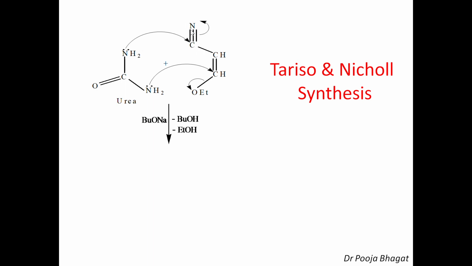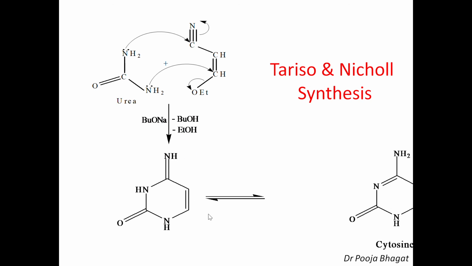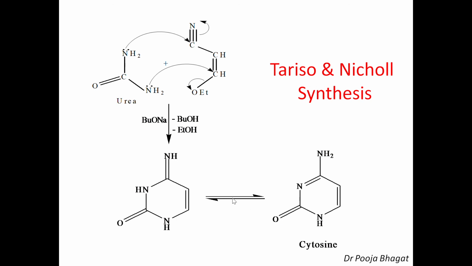As you can see here, there is a bond here, and you will get the imine here. This is the imine. The reaction takes place in the presence of sodium butoxide, so there is a loss of butanol and a loss of ethanol, and you get this compound. And you know how from this we can get cytosine. This is the tautomer, so this gets converted into this.